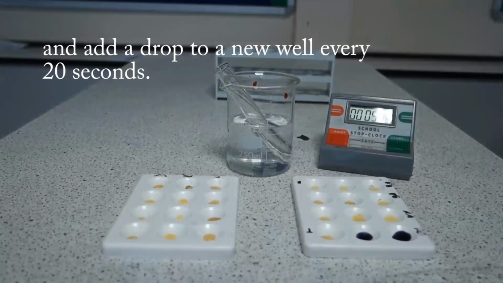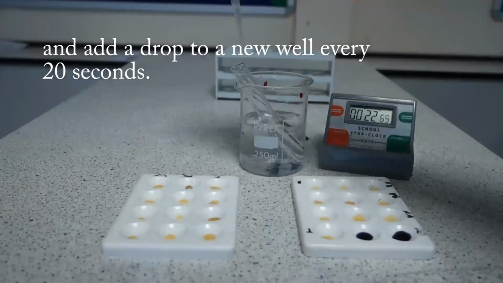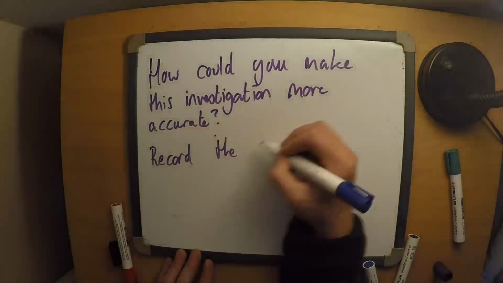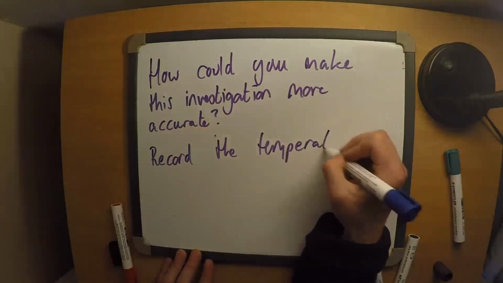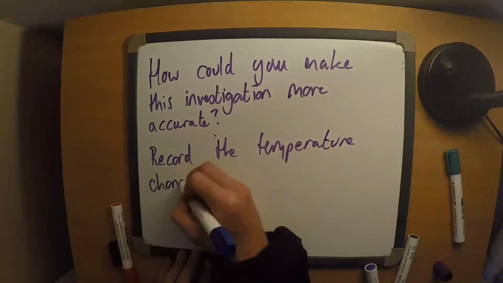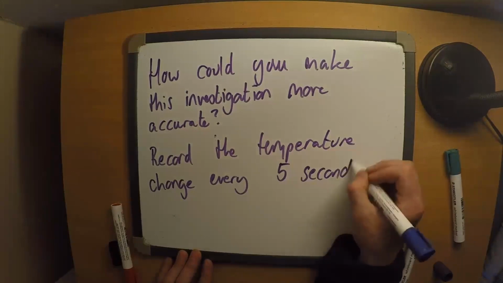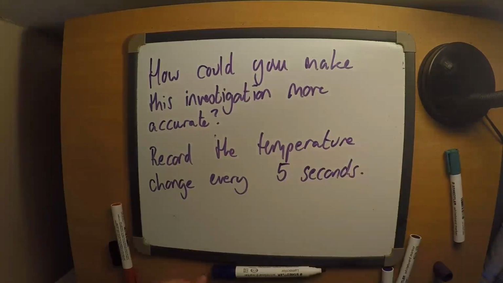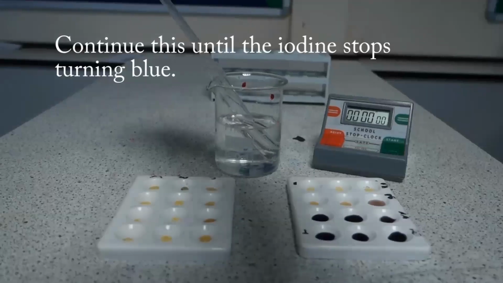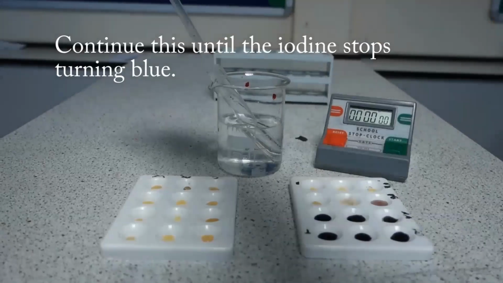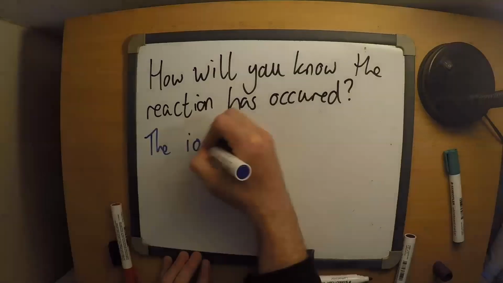I'll wait again. Yes, the color is blue-black. This means starch is present, or it has been broken down. It's still present. I'll continue again. Then I'll wait. Then I'll take another drop. I'll put it on the iodine. This time it did not change. So now starch is not present, or it is completely digested.